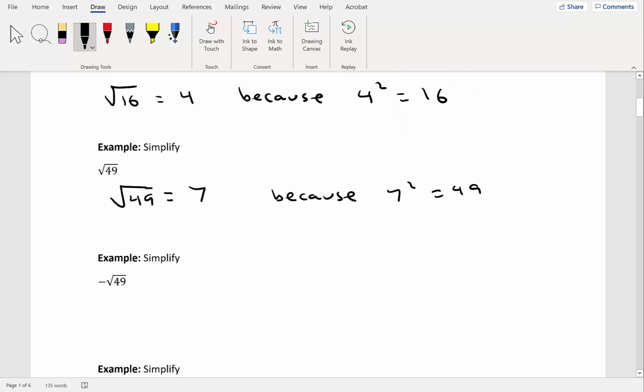Next one, we have negative and then square root of 49. Okay. So now think about square roots as, say, like parentheses or brackets. It's like a grouping symbol. So you have to actually do that operation first. So this minus sign is going to stay on the outside. And now square root of 49, like we saw in the previous problem, gives us 7. So our final solution here is negative 7. So always perform the square root first, and then do whatever's on the outside of it.